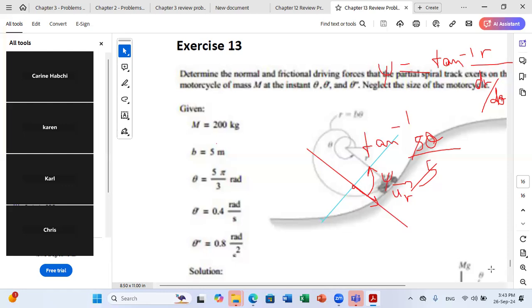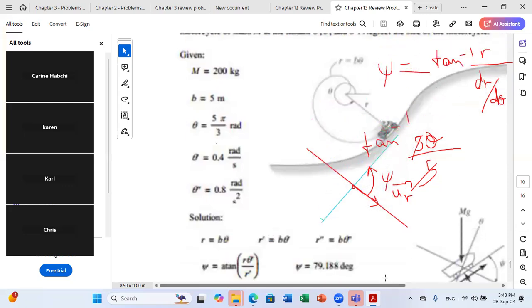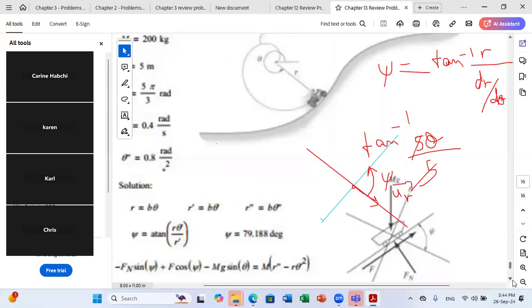What is the angle if you do tan inverse of 5 pi over 3? 79.19. Great, so it's not 90, but it's close to 90 as expected. You cannot know if the angle is accurately presented in the figure, and you cannot draw 100% the tangent direction. So you cannot rely on drawing with your hand. You need to calculate. And once you calculate your angle, you can easily do your projections.